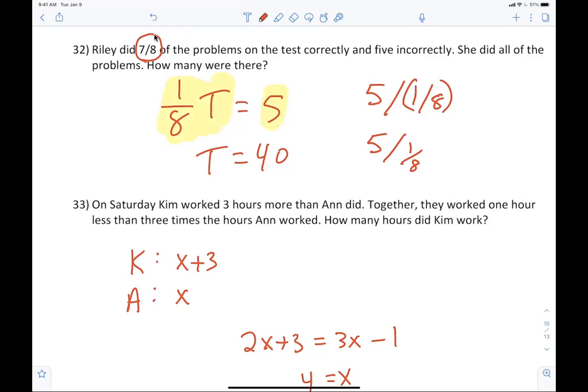So if you're going to divide by a fraction, you're not going to make that mistake, even though I prefer you say: multiply by the reciprocal, multiply by 8. I'm happy with you on that. That was an excellent question. Hopefully you feel good.